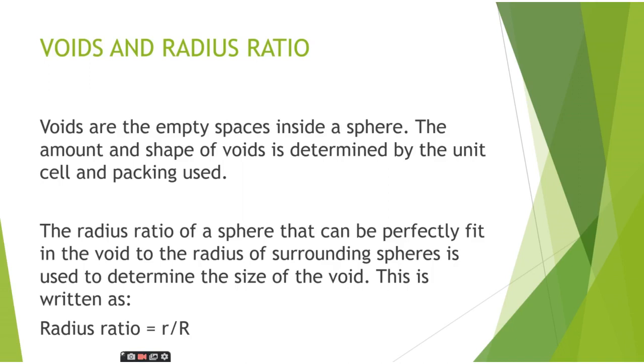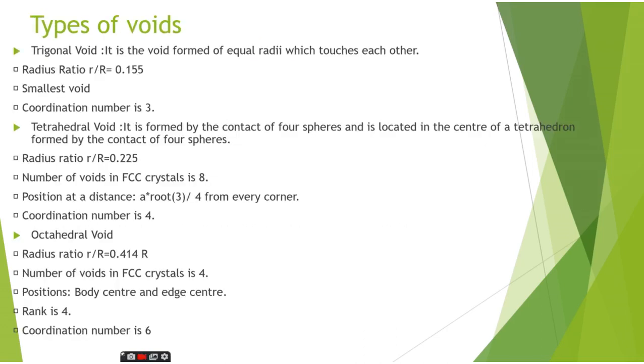Now, voids and radius ratio. Voids are the empty spaces inside a solid. The amount and shape of voids is determined by the unit cell and packing used. The radius ratio of a sphere that can be perfectly fit in the void to the radius of the surrounding spheres is used to determine the size of the void. This is written as r by R, that is small r by capital R.